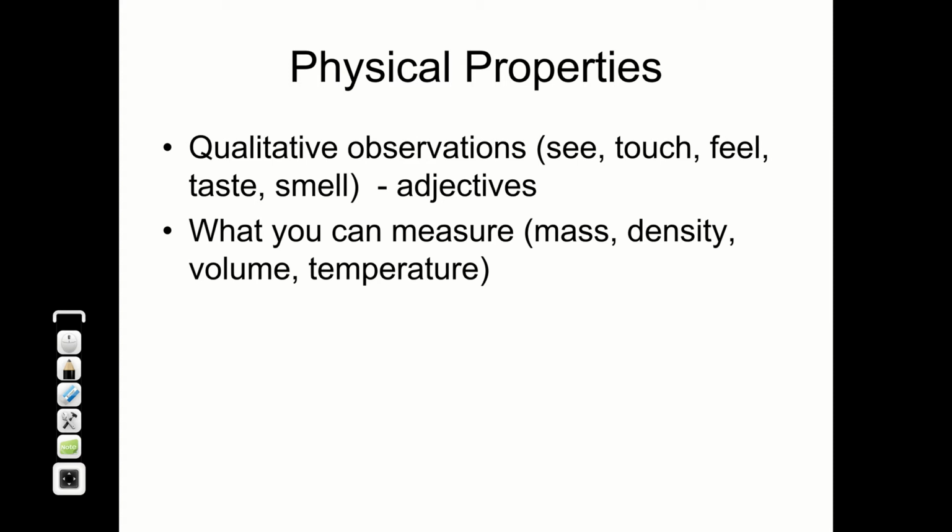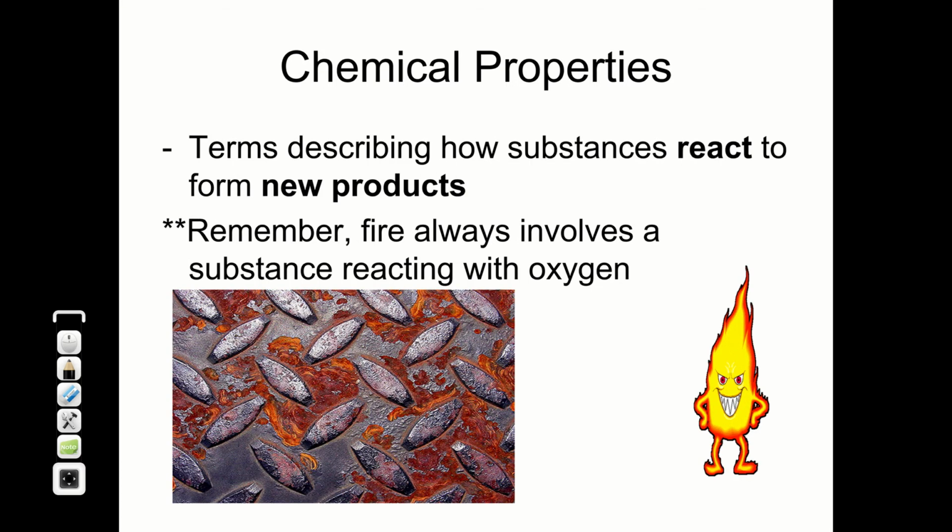Another form of physical properties is basically anything you can measure about it. Basically, things that we can measure in a lab. Mass, density, volume, temperature, those are physical properties as well. So things that we can sense and things that we can measure are physical properties.